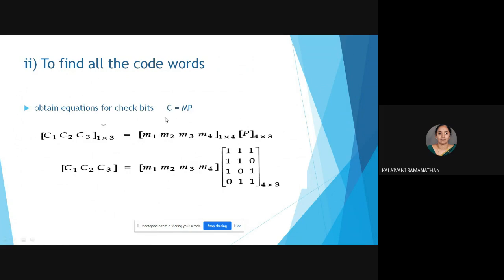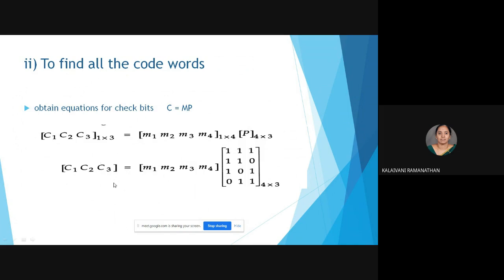So check bit is given by the relation C is equivalent to M into P, where M represents a message bit, P represents a parity. So C1, C2, C3 can be mathematically noted as M1, M2, M3, M4 into P. Since P is a 4 cross 3 matrix, surely your M columns must be equivalent to 4. So you choose it as a 1 cross 4 matrix. Message is a 1 cross 4 matrix as shown here. So you substitute for the P matrix. Then by multiplying these message bits with the parity bits, we'll be able to note down the check bits.